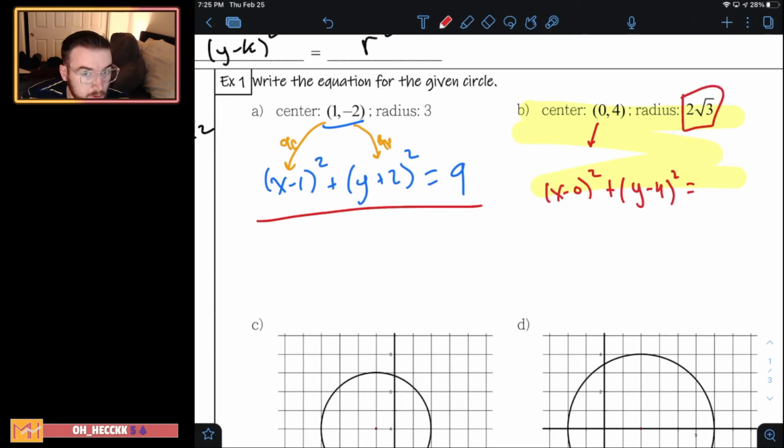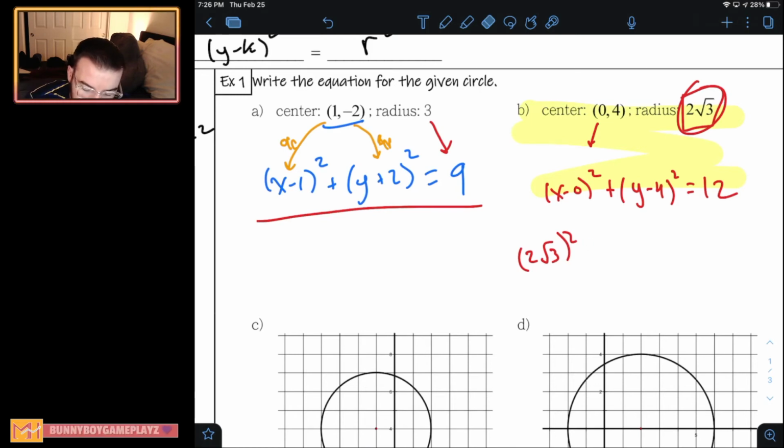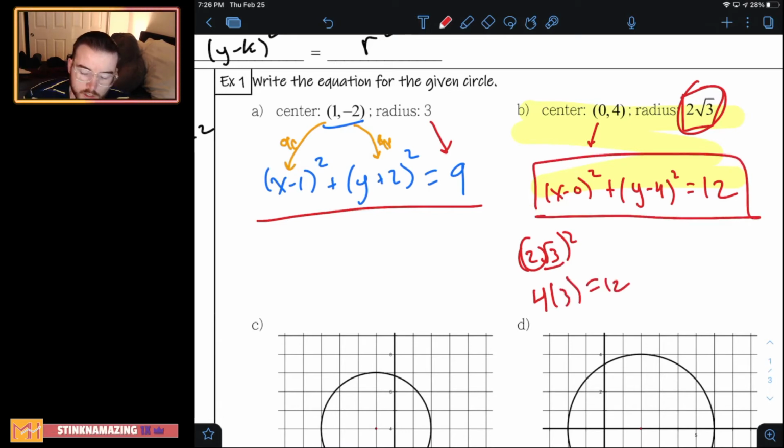Now, this might have thrown you for a loop, but how did I get 9? I squared 3, right? Well, what happens when you square 2 root 3? You can do that in your head, or you can plug it into a calculator. The answer is 12. If you can't do that in your mind, just plug it into a calculator. But just know 2 times 2 is 4, and root 3 times root 3 is 3. So 4 times 3 is 12. So there's the equation of our circle.